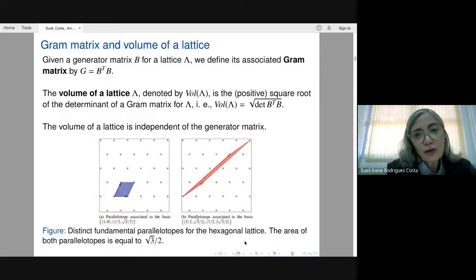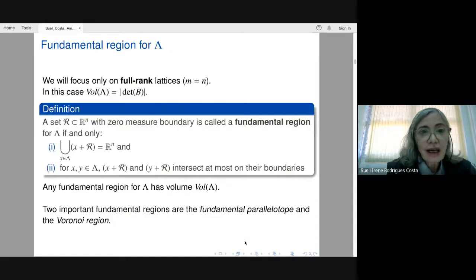In fact, two sets generate the same lattice if one differs from the other by a unimodular matrix, right? So we deal here with so-called full rank lattices, which means that the number of independent vectors is the same as the dimension of the space. In this case, the volume of the lattice is just the modulus of the determinant. And this volume does not depend on the particular basis of the lattice, since any basis will have the same modulus of this determinant.